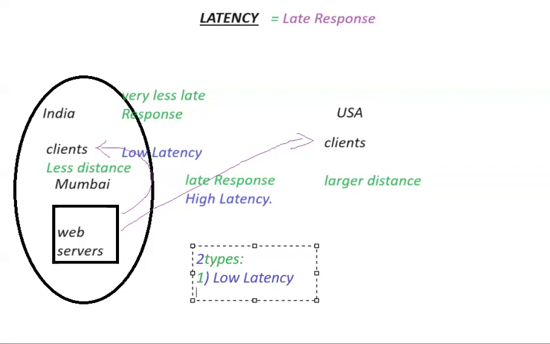And what is the second one? That second one is high latency. So what is the first one? Low latency. What is the second one? High latency. So what is this low latency, sir? What is this high latency?